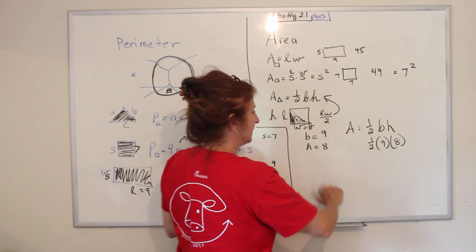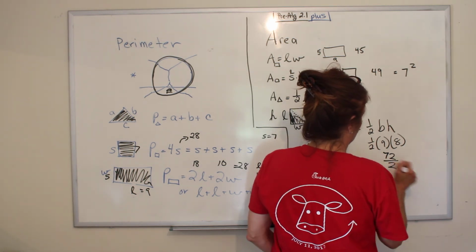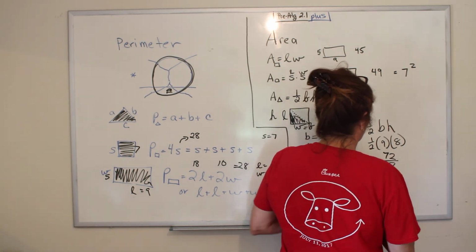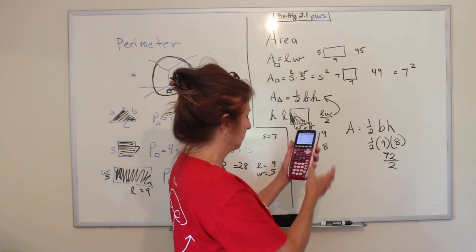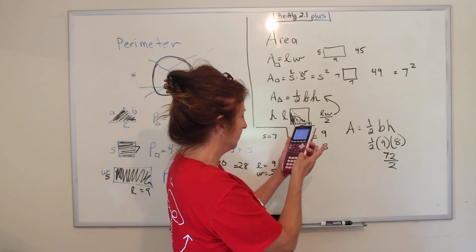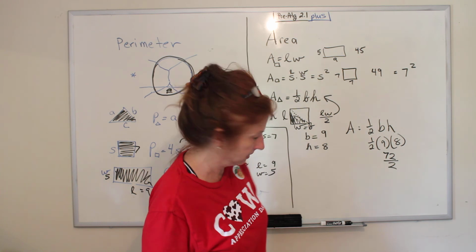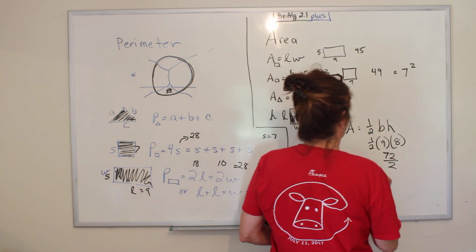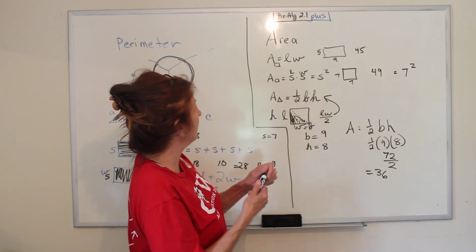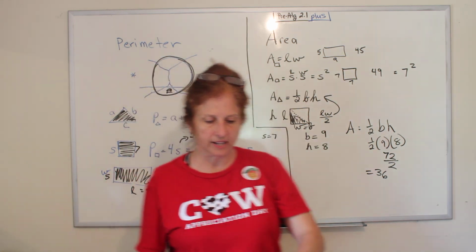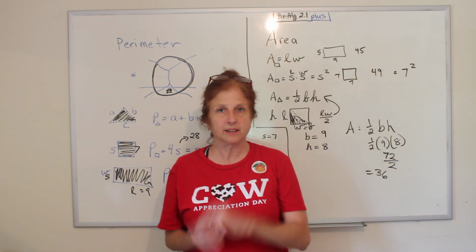So this one, 9 times 8, is 72 divided by 2. We could do it on our calculator or figure it out. So on your calculator, let's do it this way. 72 divided by 2 equals 36. Ta-da! All right, so our area of that triangle equals 36. All right, so that is perimeter and area, and it's important, and you'll have a little bit of homework on it, but math is fun.